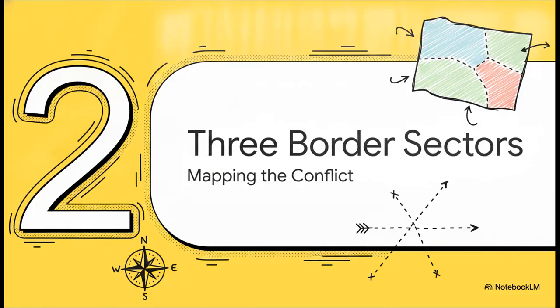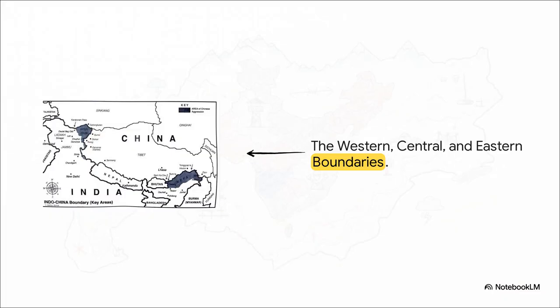Moving to part 2, the 3 border sectors. Let's map out this conflict. To even begin to make sense of a frontier this big, we kind of have to chop the map up into 3 distinct geographical theaters. So looking from west to east, the dispute is cleanly broken down into 3 areas.